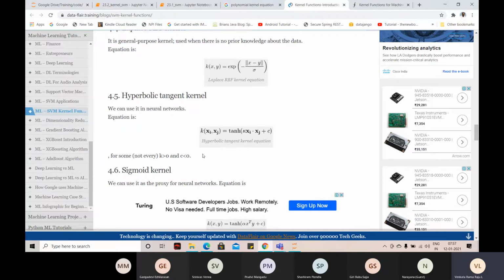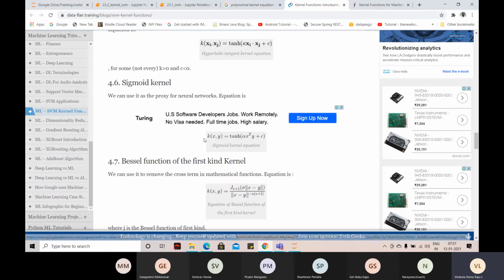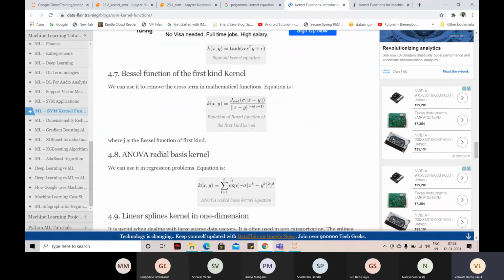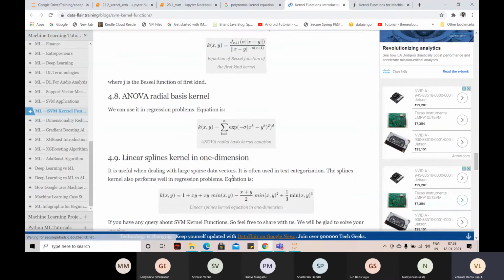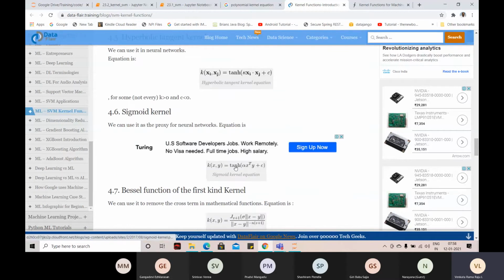Hyperbolic tangent kernel. See, in all the formulas you have the landmark and x. You are understanding, right? Sigmoid kernel, this is the formula. So the formula changes; there are different kernels and the formula changes. That's it. Getting it? Any questions?